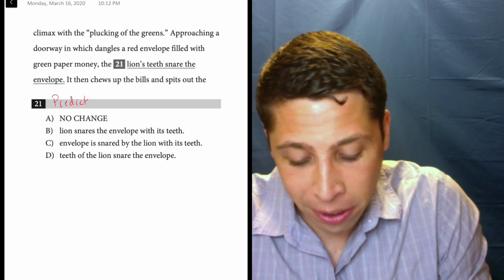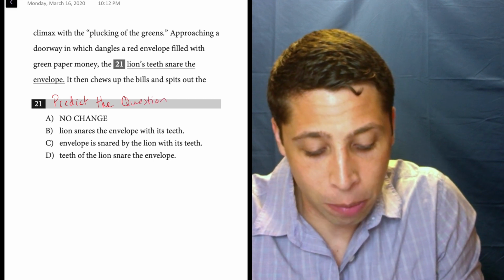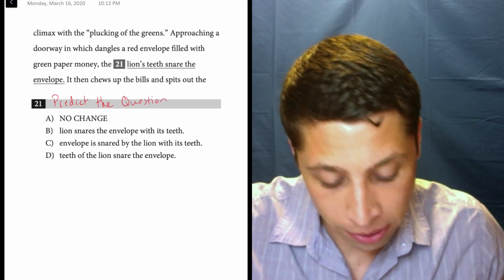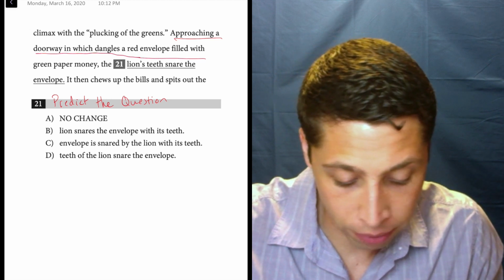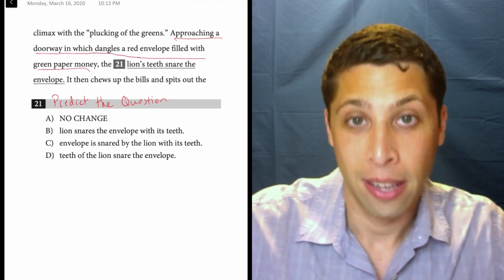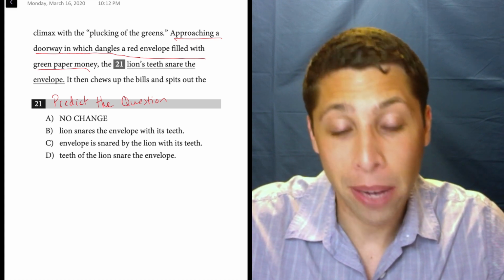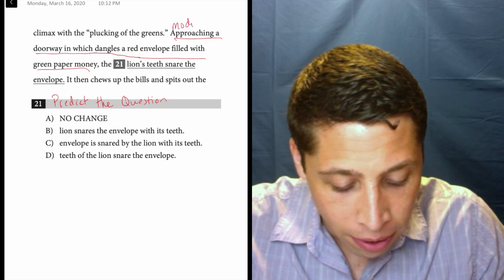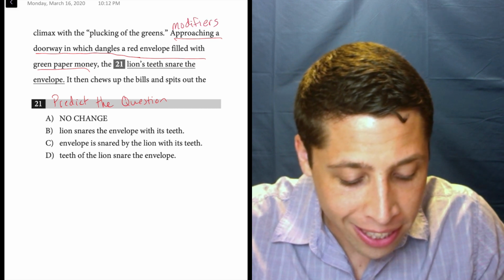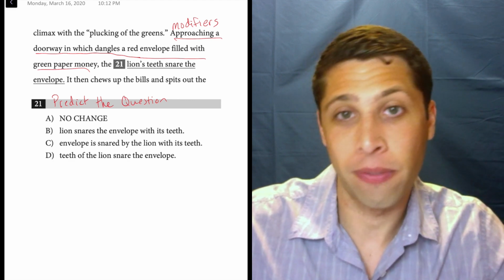We can predict the question here, but it's going to take some effort. The choices aren't really going to help us predict it. What's going to help us is this part here, approaching a doorway in which dangles a red envelope filled with green paper money. It just seems like a regular kind of clause, but it has a special name. And on the SAT, when we are testing modifiers, we have certain rules that we need to follow.